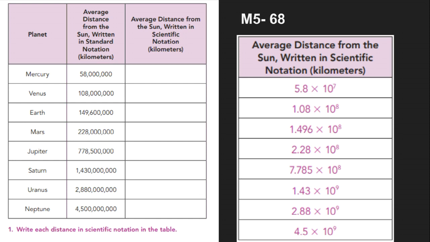Okay, so hopefully your answers look like the ones that I have here on the right of the screen. So starting with Mercury, you should have gotten 5.8 times 10 to the 7th. And then all the way down, the last one, Neptune, should have been 4.5 times 10 to the 9th. And a whole bunch of different ones in between. You can check those as needed now. Alright, so that wasn't anything new. That wasn't an addition or subtraction.